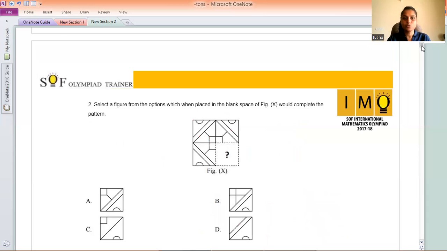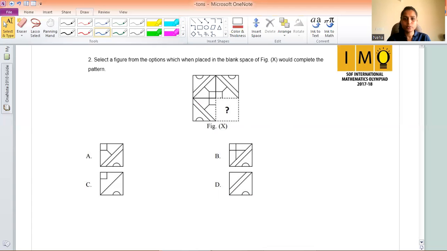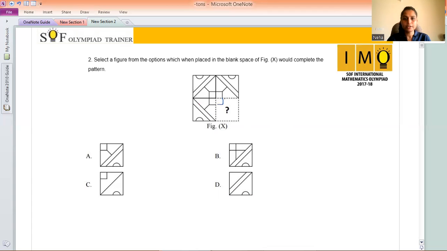Okay guys, in question number 2, select a figure from the options which when placed in the blank space of figure X would complete the pattern. Okay, so I have to complete the pattern here. So guys, how can I complete it? As you can see, let me draw a pattern to complete the given pattern. Similarly, I can draw the similar figure here. So I think this kind of figure we can get. So as you can see, the clear answer is option number A. Option number A is your correct answer, guys. Okay. Now let's move to the next question.